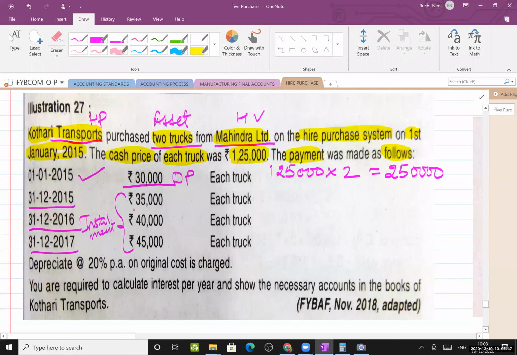Okay, clear? And then depreciation is given to you. How much? 20% on original cost. Which method? Straight line method. You are supposed to follow the straight line method of depreciation. You're required to calculate interest per year.